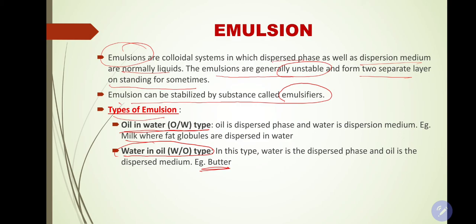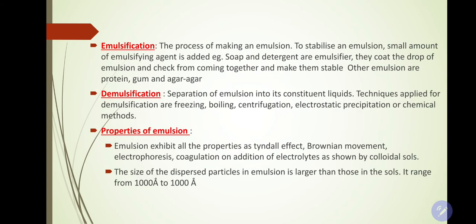Clear? Now, what is emulsification? Let us learn some of the important terms of emulsion. Emulsification is the process of making an emulsion. To stabilize an emulsion, a small amount of emulsifying agent is added. For example, soap and detergent are emulsifiers. Why? Because they coat the drops of the emulsion and prevent them from coming together.